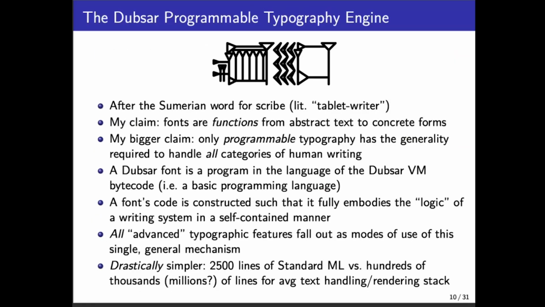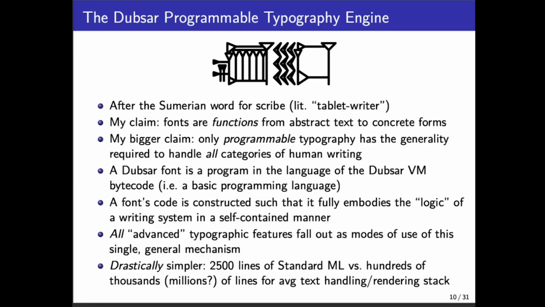So I have a typography engine that I've been working on called Dubsar, after the Sumerian word for scribe. And you see that cuneiform at the top for that word in my own very fragmentary cuneiform font. My big claim is that fonts are functions in the mathematical sense, from abstract text to concrete forms, which is to say what you see on the page. So like graphemes, if you like that kind of language.